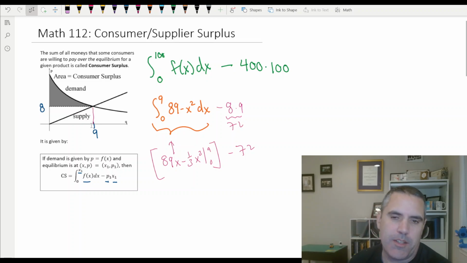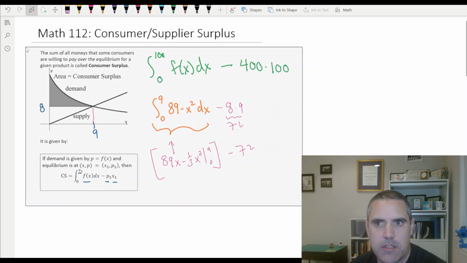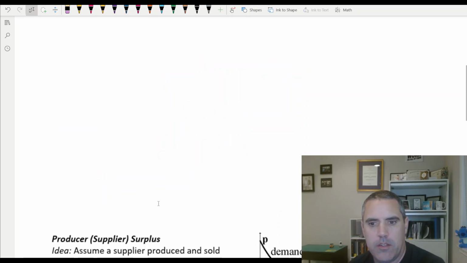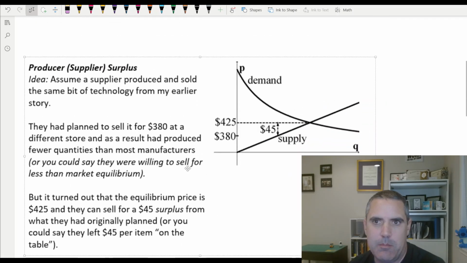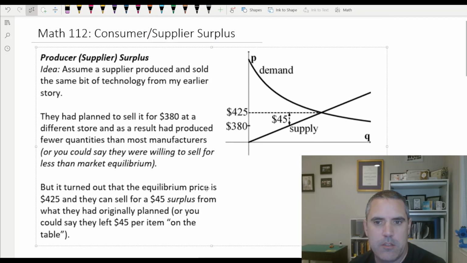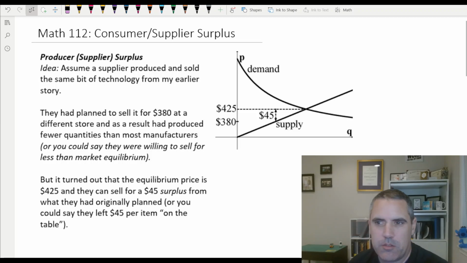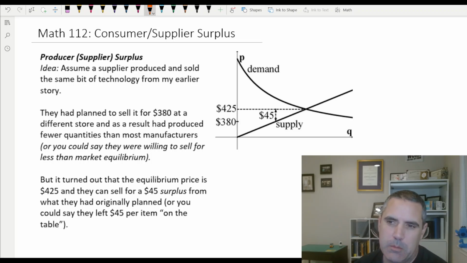So the other measurement, now you can probably guess, is, well, what can we say about the producers, the people in the bottom half? So let's get rid of this and grab this. So we can talk of the same thing in terms of the manufacturers. There are some manufacturers that were willing to manufacture it for a lower price. So same sort of thing. There's some that, even though the market equilibrium, let's say, was 425, there were some that were willing to produce it at 380, that price. So they were willing to sell it for less.